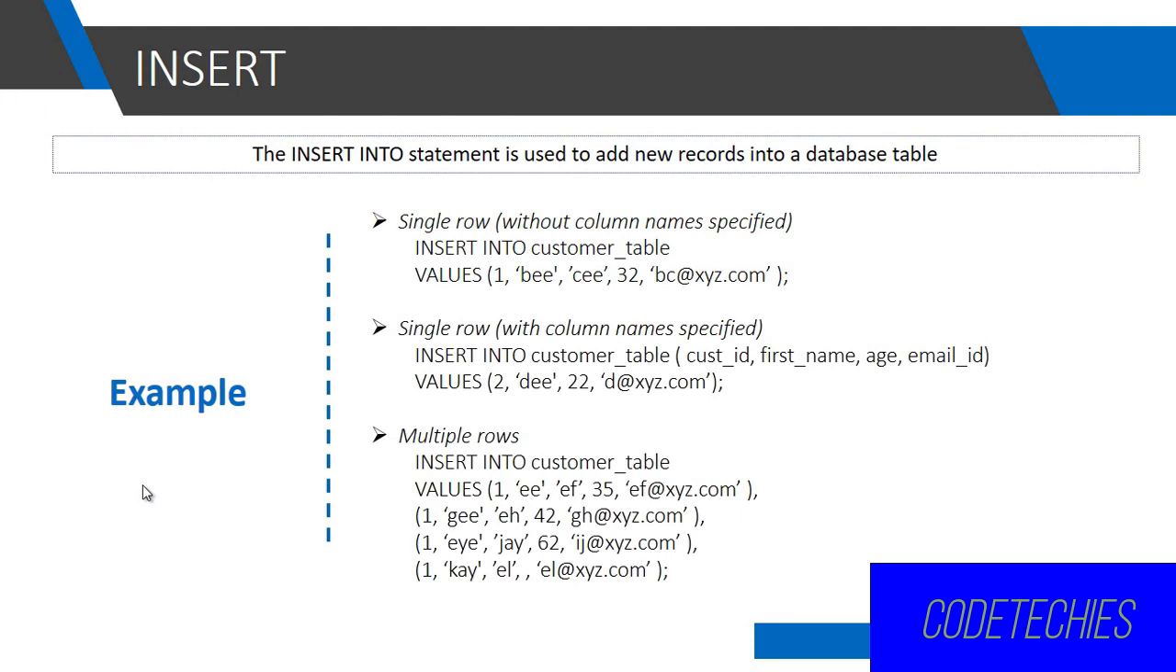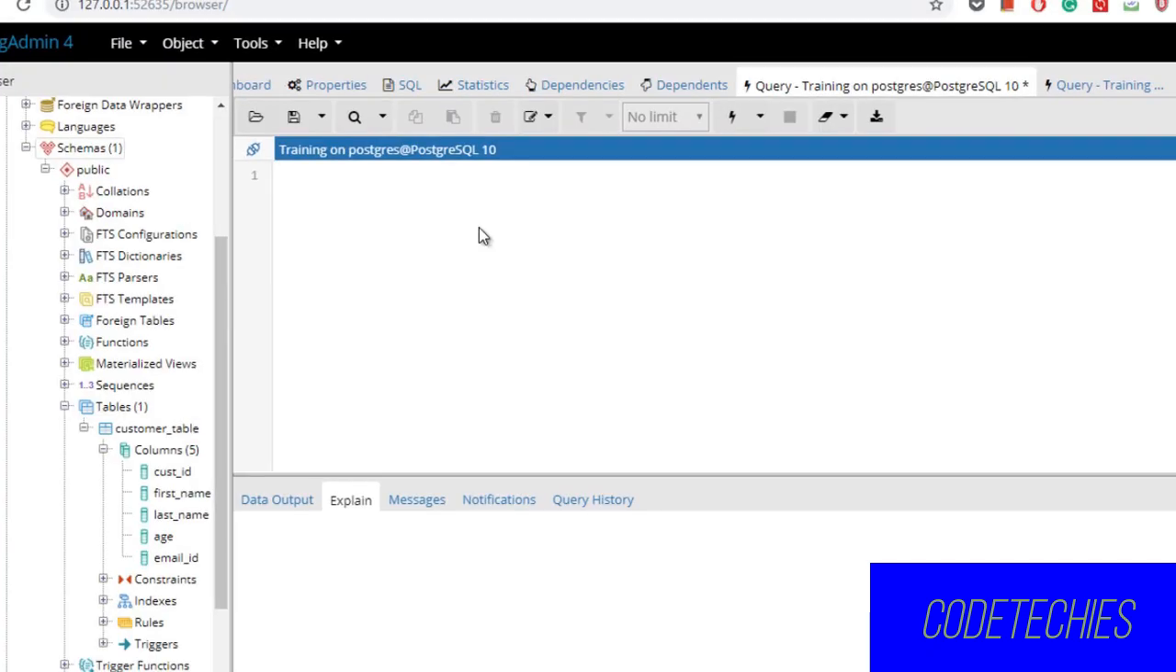If you want to insert a single row without mentioning the column names, this is how we do it. We write insert into table name, which is customer table, and then the values, which will have customer ID, first name, last name, age, and email ID of that particular customer. Now let us go to PGAdmin and run this SQL command. This is my SQL query tool.